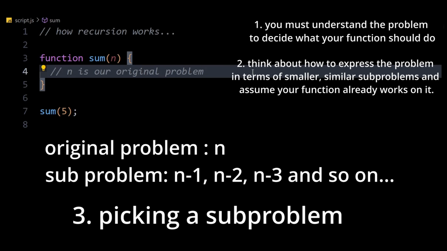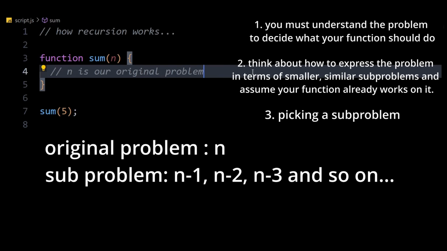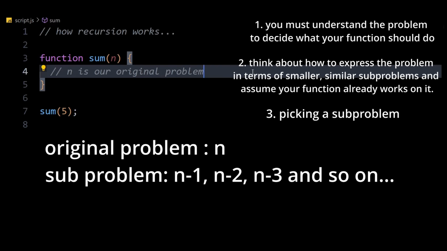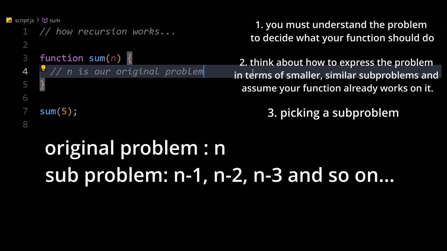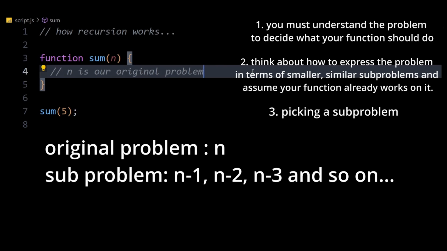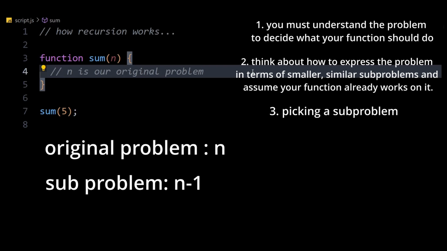So the third step is picking a subproblem. A good starting strategy here is to choose a subproblem as close to the original as possible. Since we assume that the sum function already works, why not pick a value that solves the bulk of the problem for us? In this case, since our problem solves for n, then the best subproblem should solve for n-1.